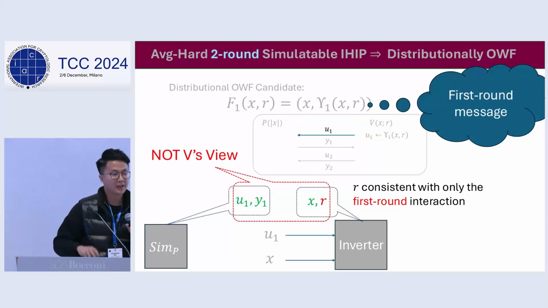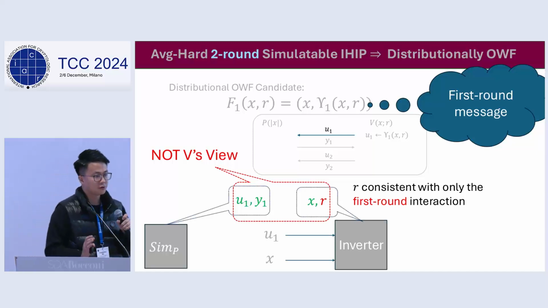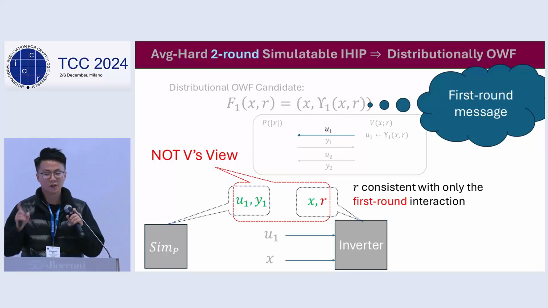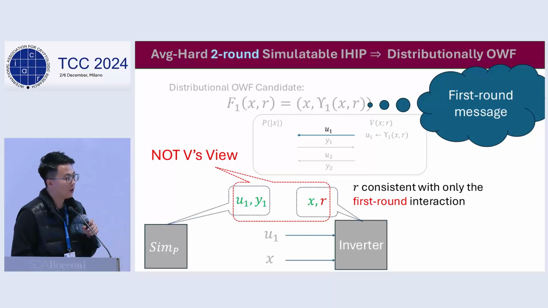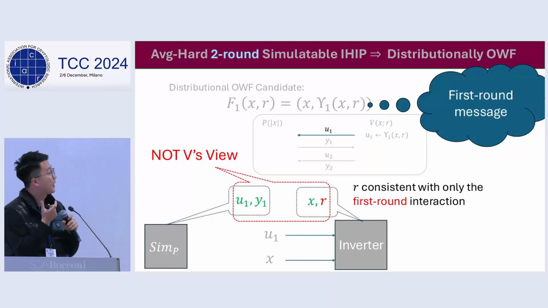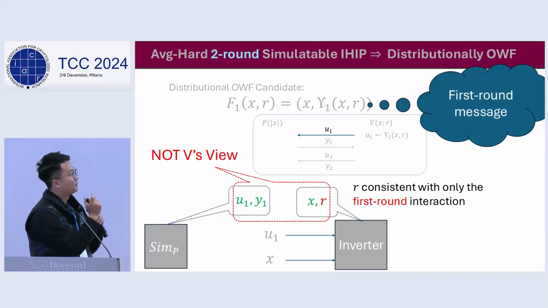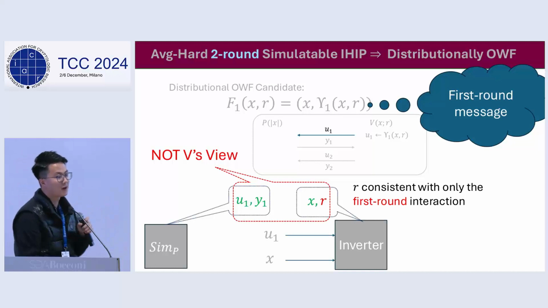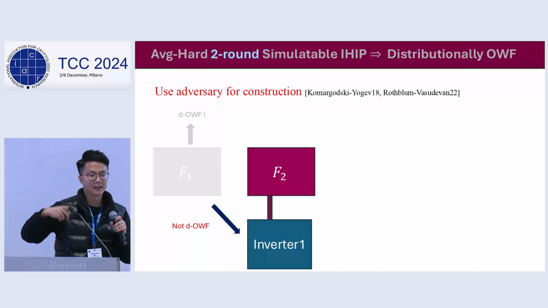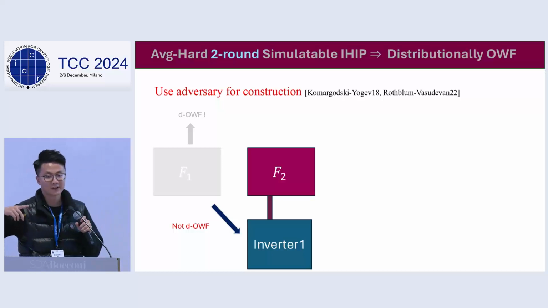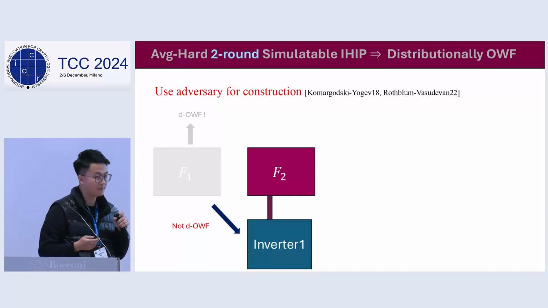This argument, however, cannot be extended to two rounds. Let's see why by looking at the two-round protocol. Recall that before, we assume there's no distributional one-way function, so we can basically efficiently invert any efficient function. And we want to use the verifier's algorithm to make the candidate function. But in the two-round protocol, the only message that we can efficiently simulate is still just the first-round message. That means following the same argument, we can only get an inverter that samples random C consistent with only the first round, which is insufficient to simulate the verifier's view.